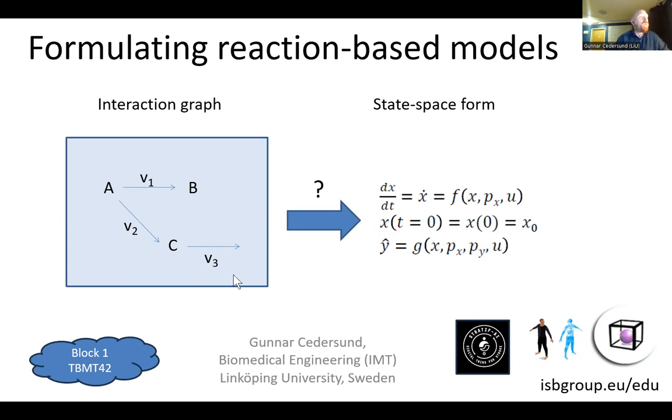The question that we'll pose here is how to go from this type of interaction graph to a state space form. So an ordinary differential equation, dx/dt or x dot, equals some kind of expression. It's this expression that we'll learn how to write up. Apart from this, there will be an initial condition and a measurement equation that we'll mention shortly, but that we'll talk more about in other videos.